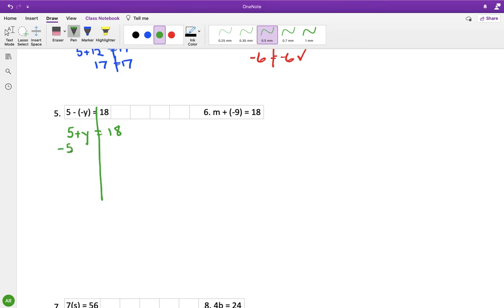So now I have negative 5 minus 5. Use inverse operations. So this is addition. I'm adding 5, so I'm going to subtract 5. This cancels out. Y equals 18 minus 5 is 13.